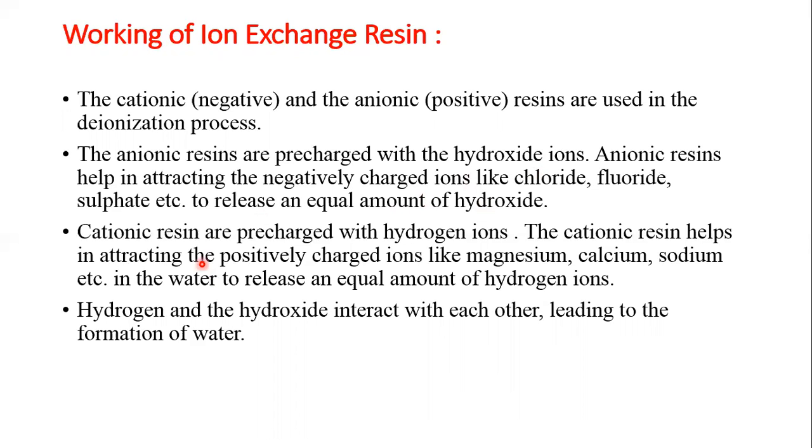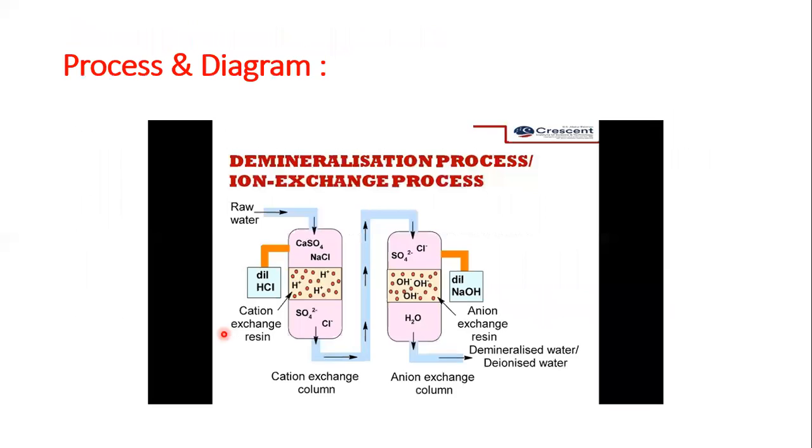Cationic resins are pre-charged with the hydrogen ions, and this cationic resin helps in attracting only positively charged ions like magnesium, calcium, sodium, etc. And in water, it releases an equal amount of hydrogen ions. That means cationic resin having the H plus in the loose form will exchange other cations which are present in the water sample. And then the hydrogen and the hydroxide interact with each other, leading to the formation of water.